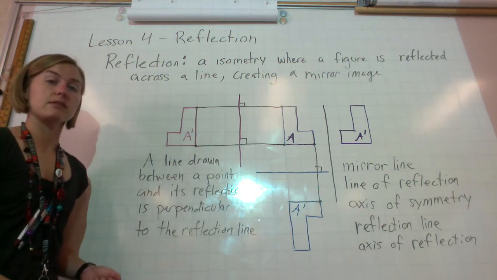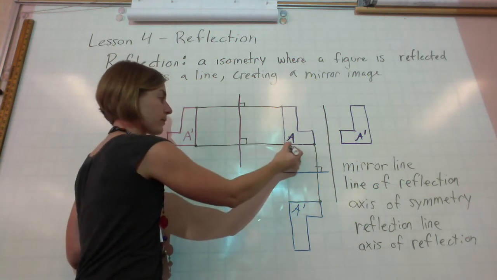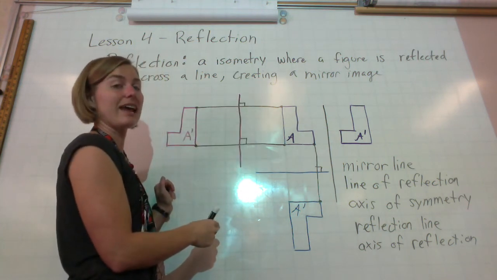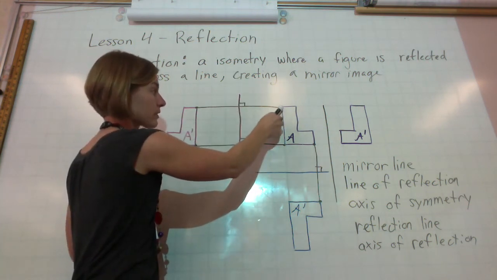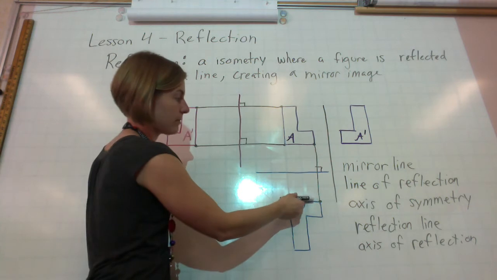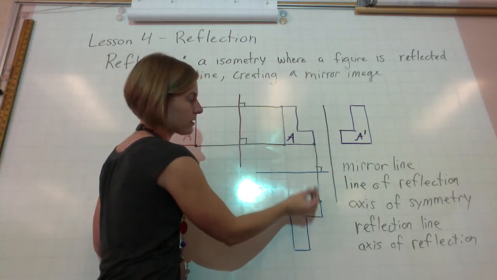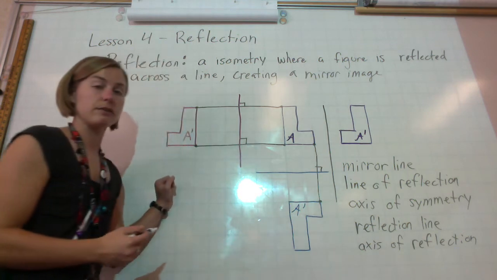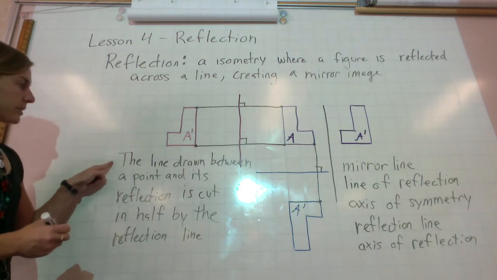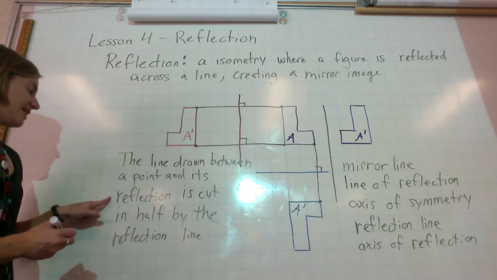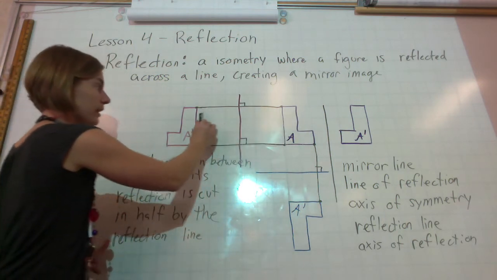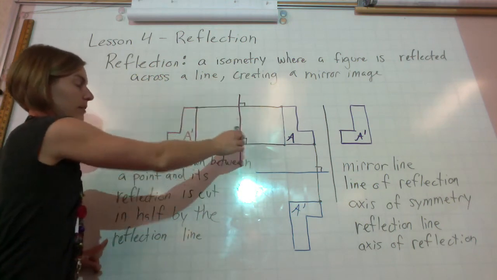There's another thing that happens because of this. With this line drawn from the original point to the reflected point, the reflection line cuts it in half every single time. So here's our point, here's our reflected point. You can see that the reflection line cuts it in half. Same thing down here. Point, reflected point, the line is getting cut in half by our reflection line. So let's write that down. The line drawn between a point and its reflection is cut in half by the reflection line.